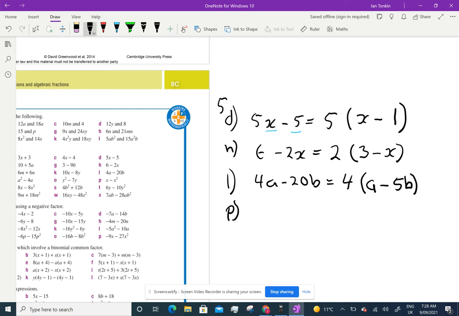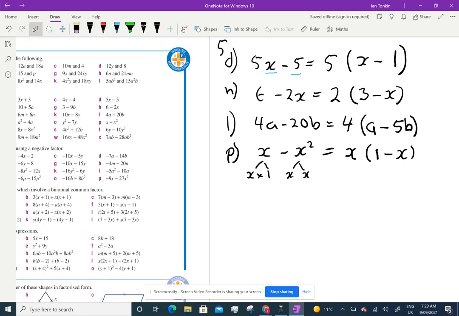P, this is the first one where there are no numbers to take out. There's a 1 there, but we don't need to write it. But we can take x out of the first one, and we can take x out of the second one. Now, if I take x out of that, remember I'm finding what multiplies by x to give x, and it's just 1. All right, so I've written that as x times 1. I'm going to write this as x times x. So when I take x out of the other one, I've got 1 minus x.